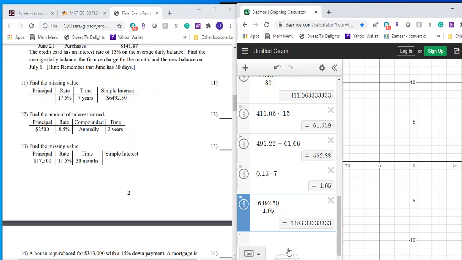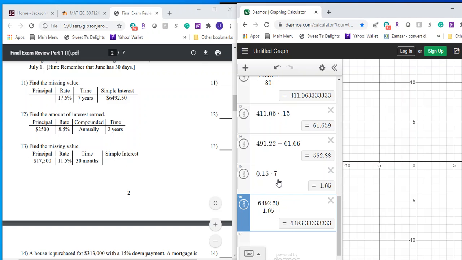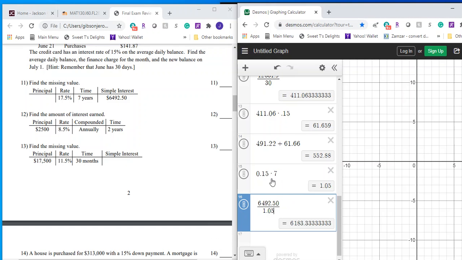Now, let me make sure. Okay. That seems very odd. Let me check something out because something doesn't seem right here. Oh, I see what happened. I made a mistake earlier. I put 0.15 instead of 0.175.